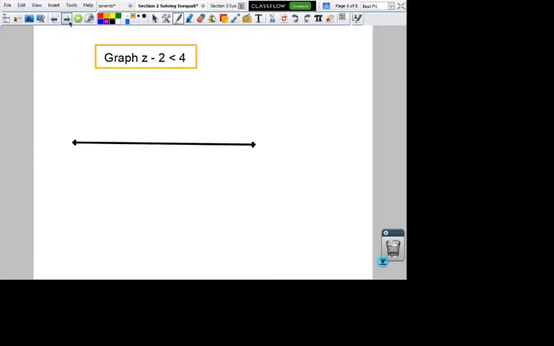Alright, so you guys are going to do the next one. I want you to solve the inequality and then graph it on your own. Then check with your partner.